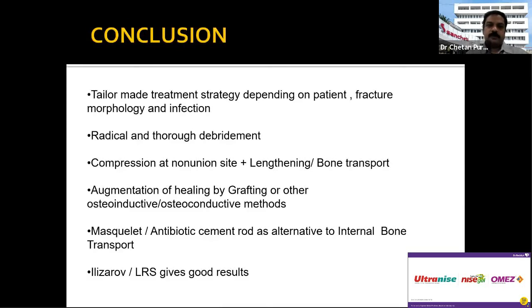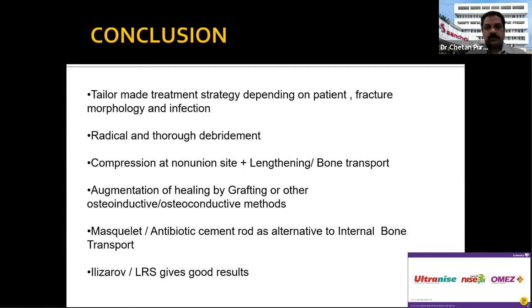So to conclude, a tailor-made strategy is required for management of infected non-unions, and it's not one size fits all. It depends on various factors: the patient factors, the fracture morphology, location, as well as the extent and severity of the infection. There is no two ways that radical and thorough debridement is the mainstay of management of infected non-unions. There is no way one can skip this step and achieve a good result while treating these situations.